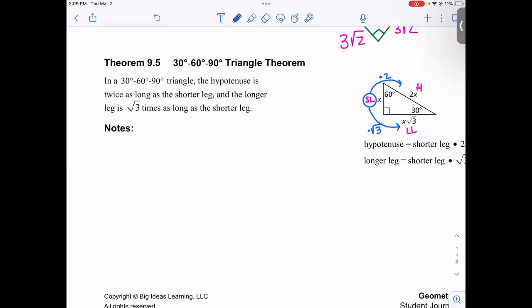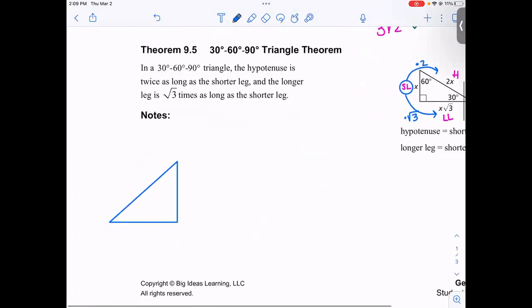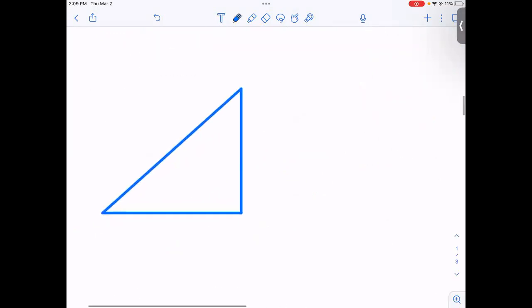These are basically our special triangles that we have shortcuts for. So draw this triangle with me. We're going to be doing 3 of them, so make sure you have space. We have a 30, 60, 90 triangle where I am telling you that this side is 2.